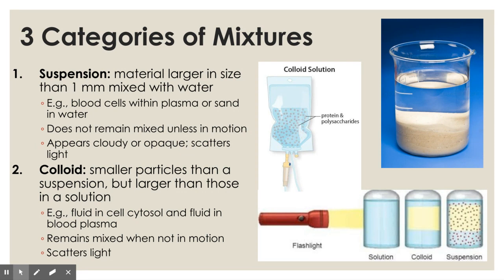A colloid is smaller particles, but they are still suspended in the water. An example is the fluid in your cell cytosol and the fluid in your blood plasma, and there are tiny-ish things in there, molecules that would settle out if it's not in motion. When you put light through it, that light will scatter, so it'll look cloudy as you shine a light through it.